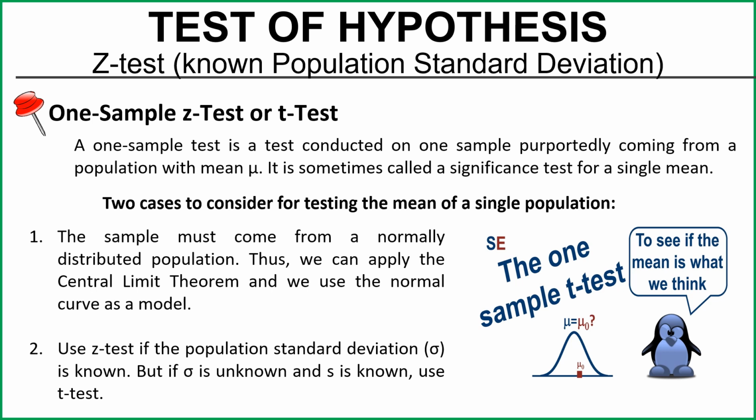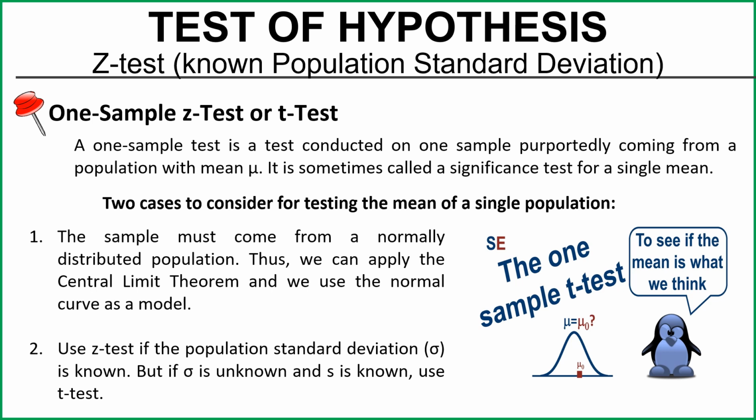First thing to consider is that it should be normally distributed. Thus, we can apply the Central Limit Theorem and we use the normal curve as a model. And second, we will use the z-test if the population standard deviation or sigma is known. But if sigma is unknown and S is known, then we will use the t-test.